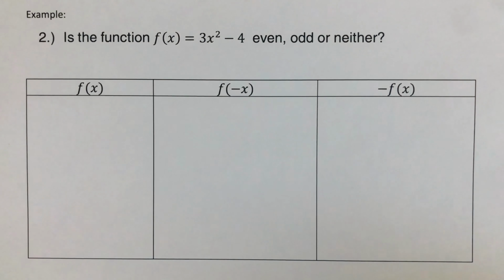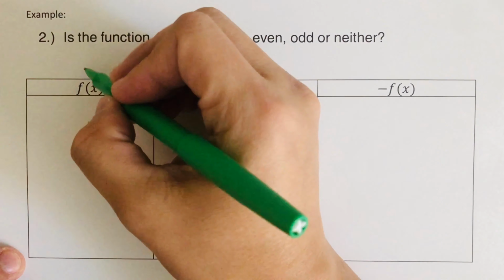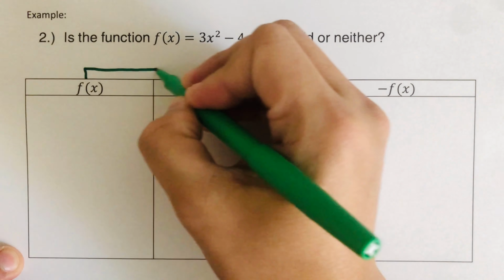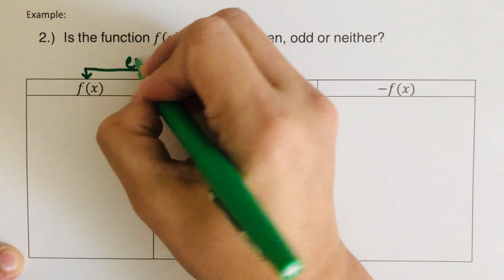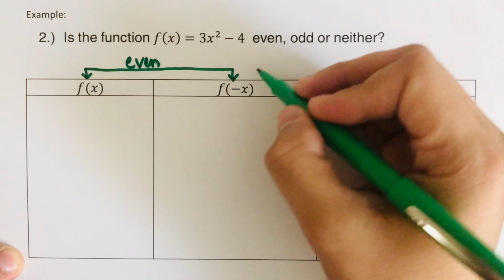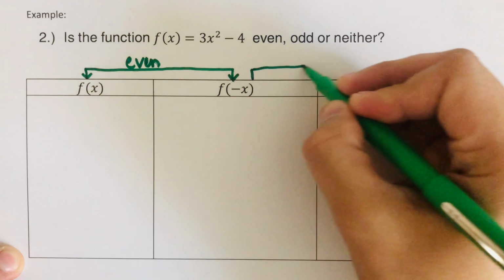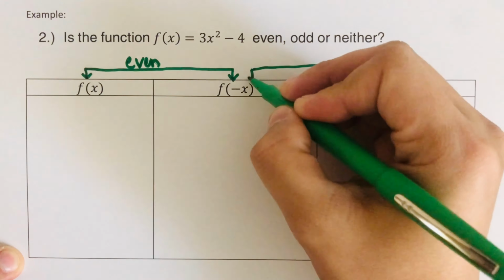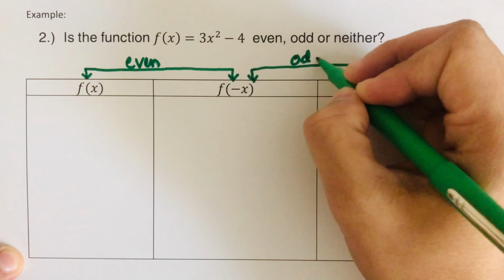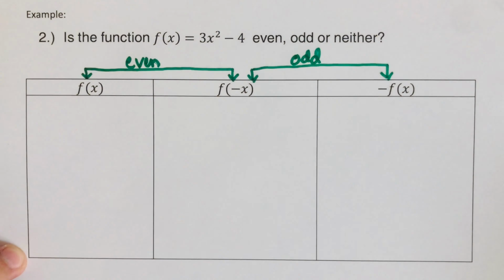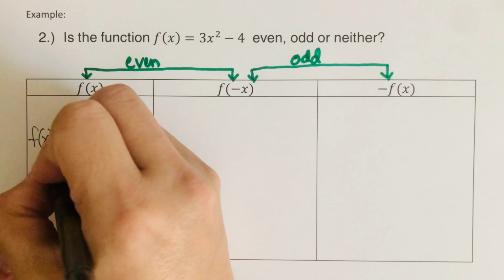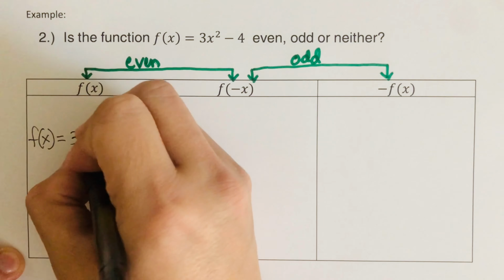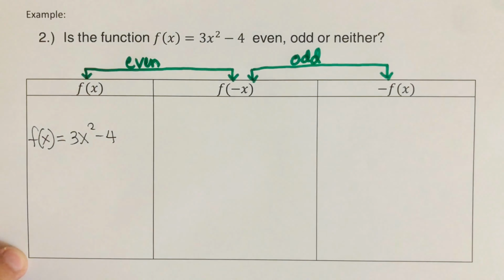Okay, so we go over the problem here. Again, we remember that if we do the work and the f of x and the f of negative x are the same, then we will classify the function as even. And if the f of negative x and the negative f of x are the same, then we're going to classify it as an odd function. So I'm just going to go ahead and write the function right here. That is f of x is equal to 3x squared minus 4.